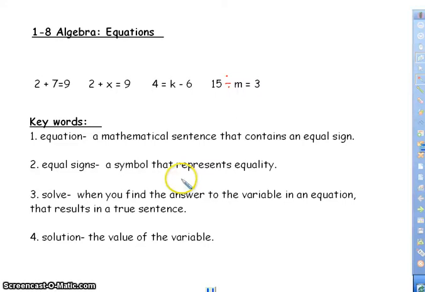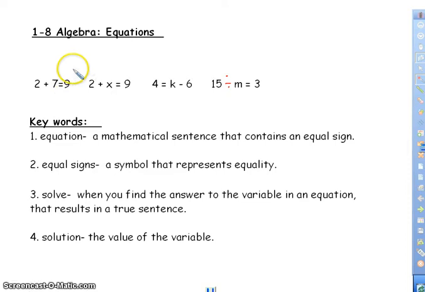Good afternoon. Today we will be going over section 1.8, algebra equations. Once again, don't forget that you can pause at any time, write down the information, and then go ahead and press play and you'll continue to hear my voice explaining the process. Okay. At the top you'll see that I have 4 different equations.